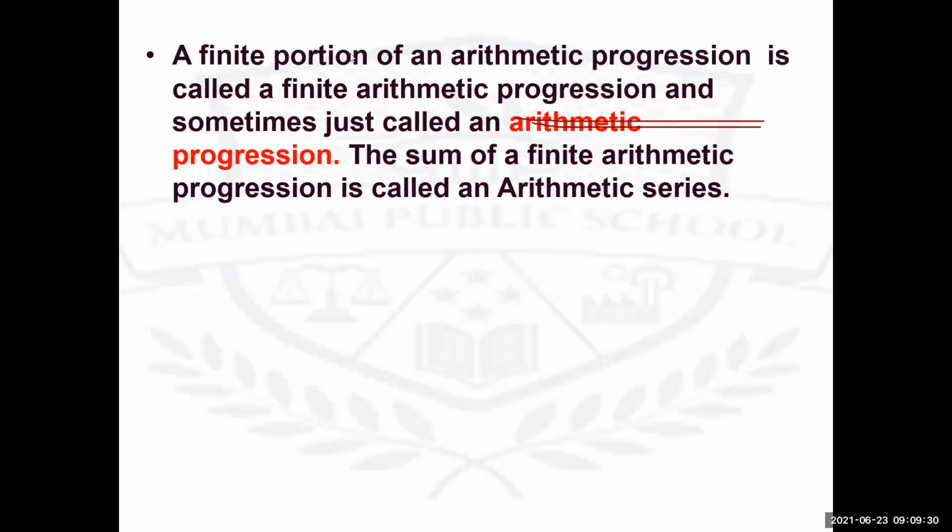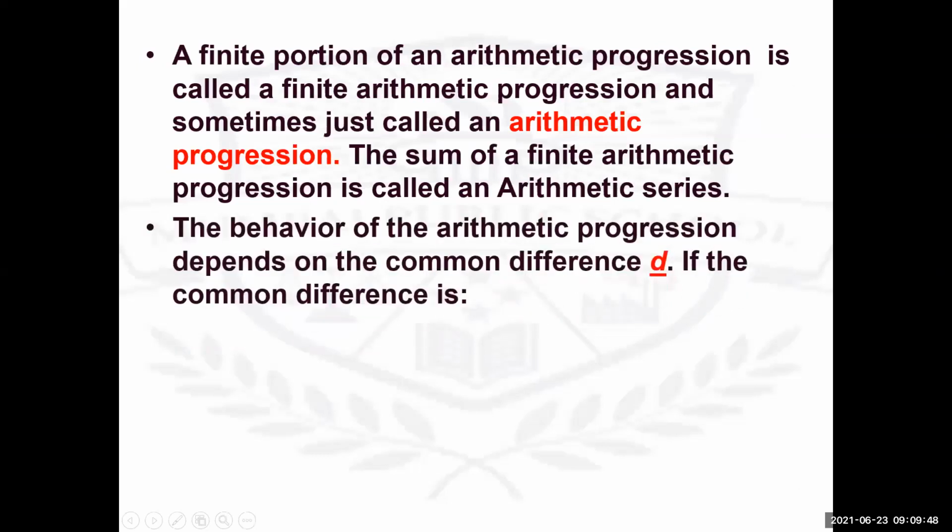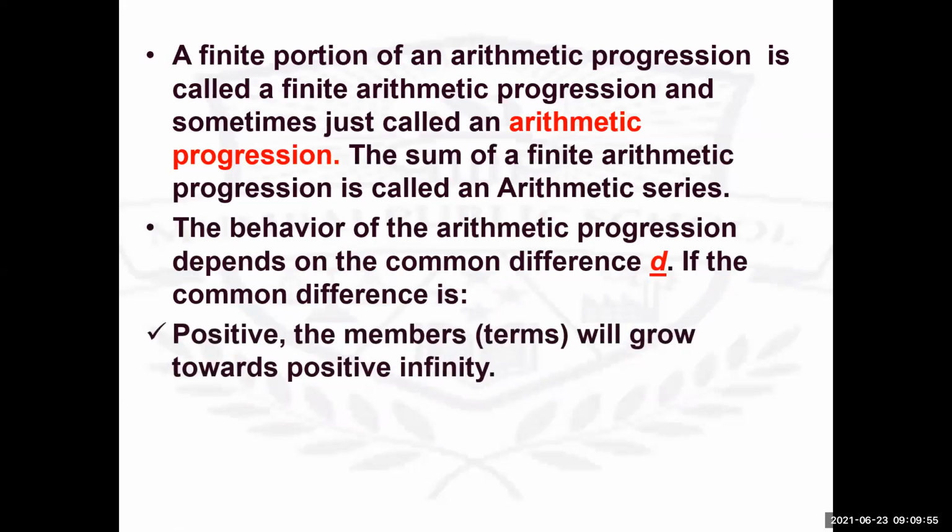A finite portion of an arithmetic progression is called a finite arithmetic progression and sometimes just an arithmetic progression. The sum of a finite arithmetic progression is called an arithmetic series. The behavior of the arithmetic progression depends on the common difference. If the common difference, understand, it should be same.